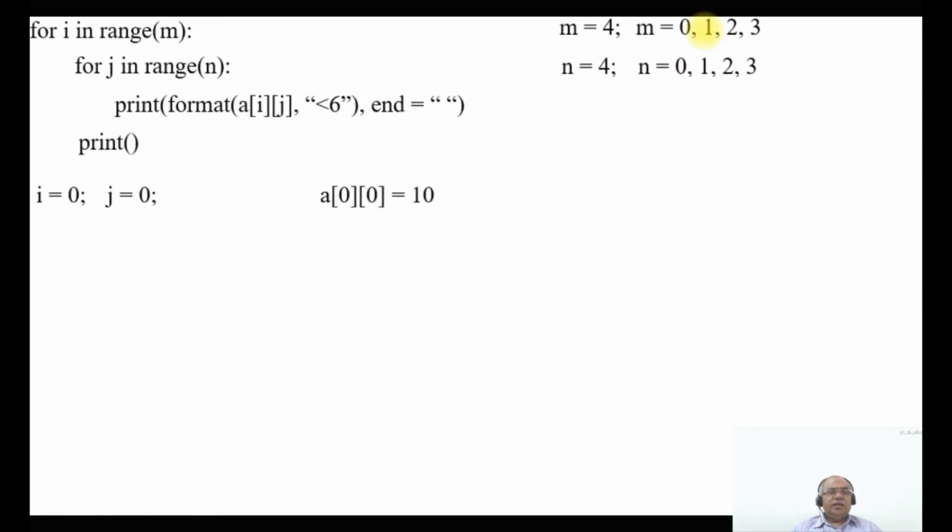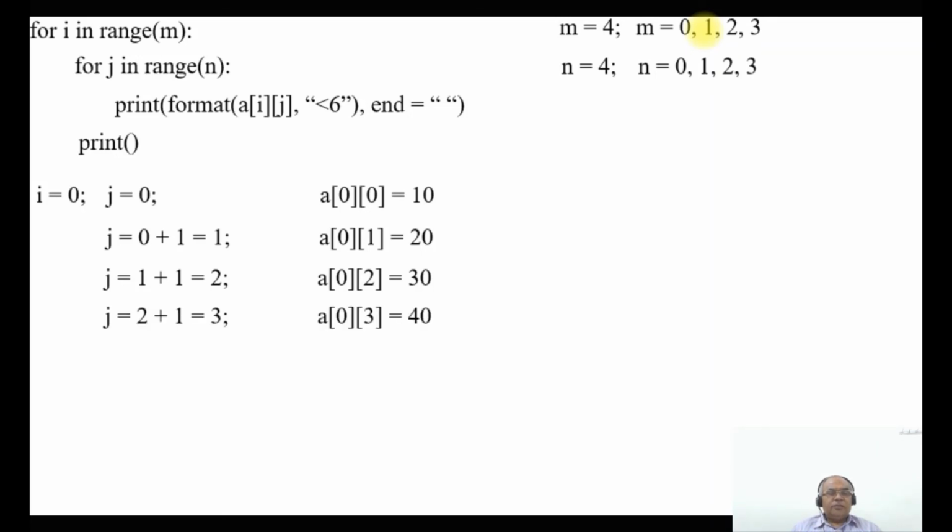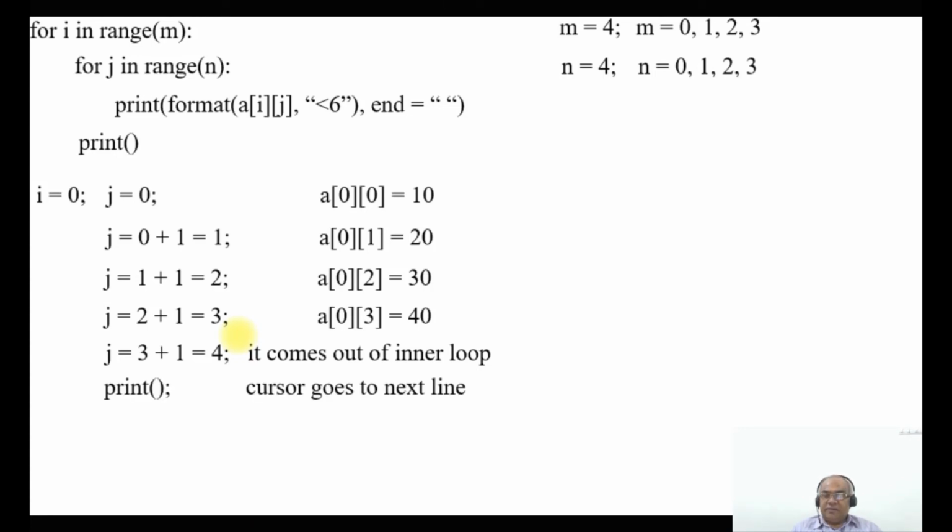For I is equal to 0, J is equal to 0. The format is A00, so it will read the value 10. Then J is incremented by 1, so 0 plus 1 becomes 1, and A01 will be 20. J becomes 2, then A02 will be 30. 2 plus 1 becomes 3, A03, and 3 plus 1 becomes 4. Since you are now trying to enter the fifth element, it goes out of range, so it comes out of the inner loop and increments the value of I by 1. The cursor goes to the next line, which we have seen there.